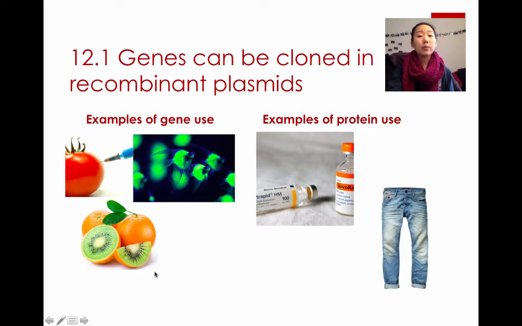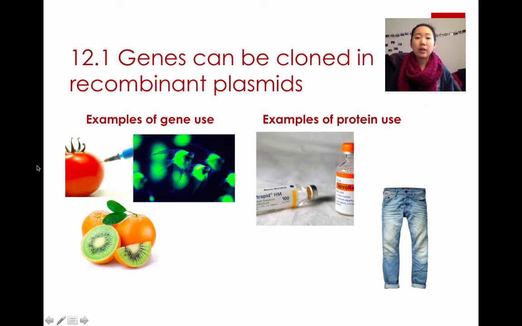So we might not even want the proteins themselves, but we might want to just take the gene. So now we have millions and millions of copies of this gene X. We can insert it into certain things. For example, like we talked about the fish, we can insert that into the fish, and now we can have glow-in-the-dark fish.